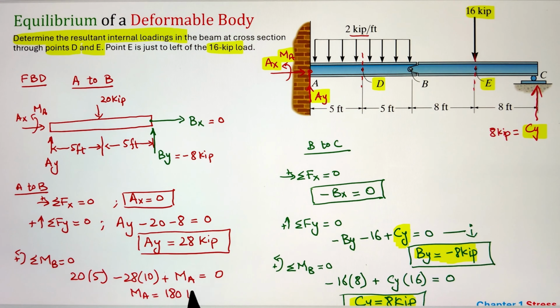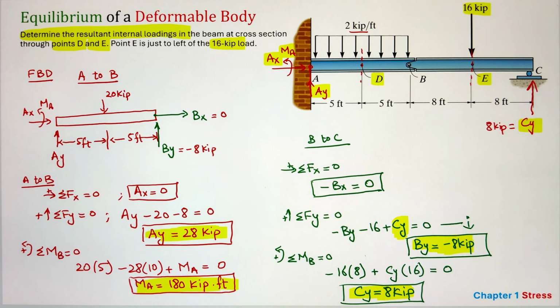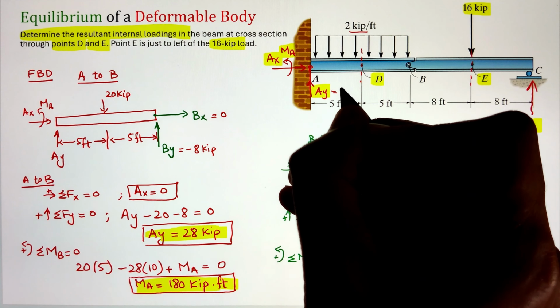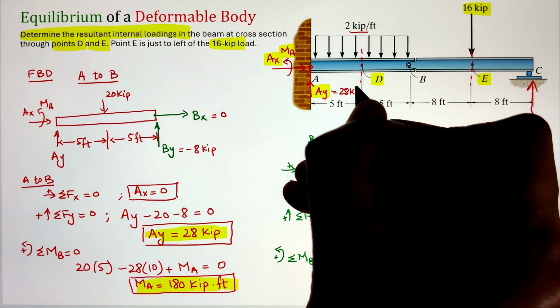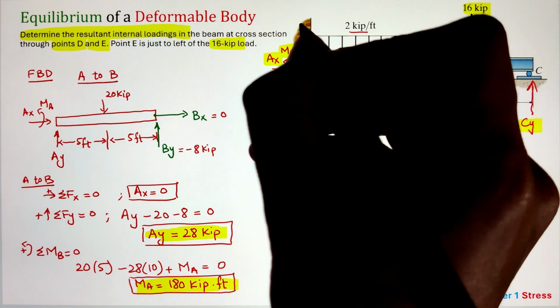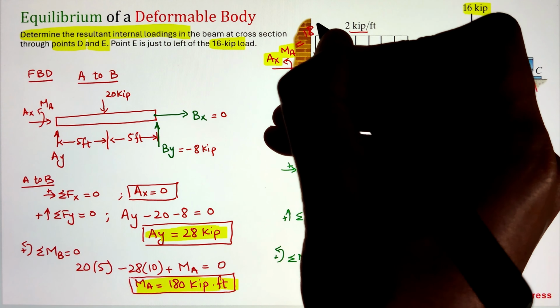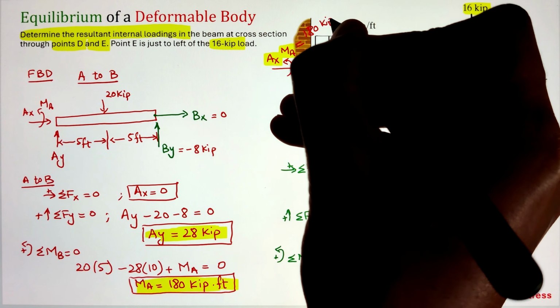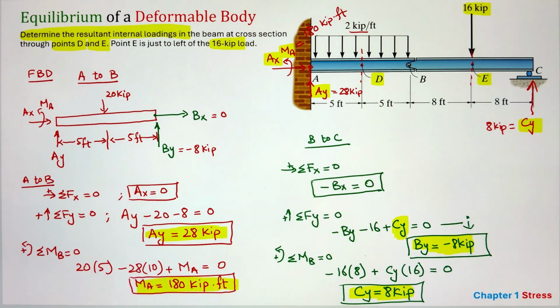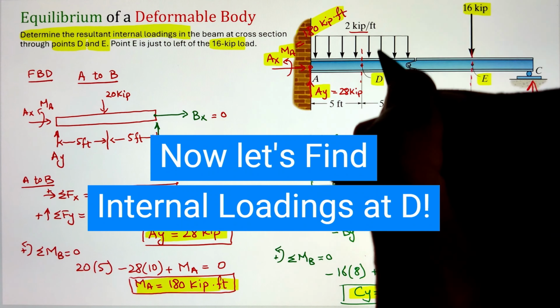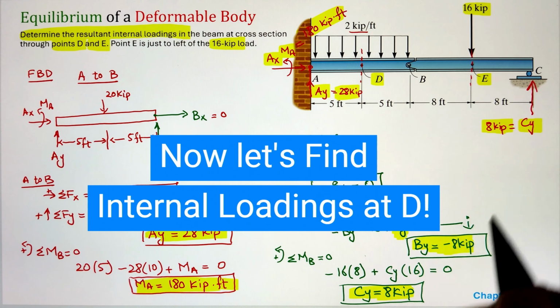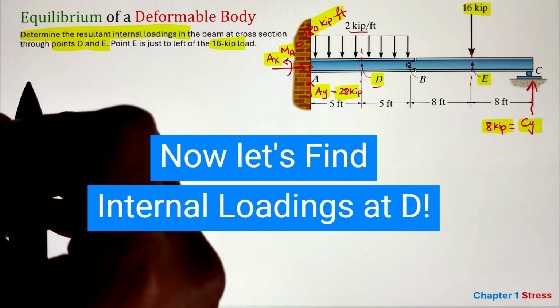Simplifying, we are getting the value of the moment as 180 kip-ft. Now, once we have all the support reactions, we can move forward towards figuring out the internal loading, and we can start with point D first. To do that, the idea is we have to make a cut at point D and analyze any side of the beam.